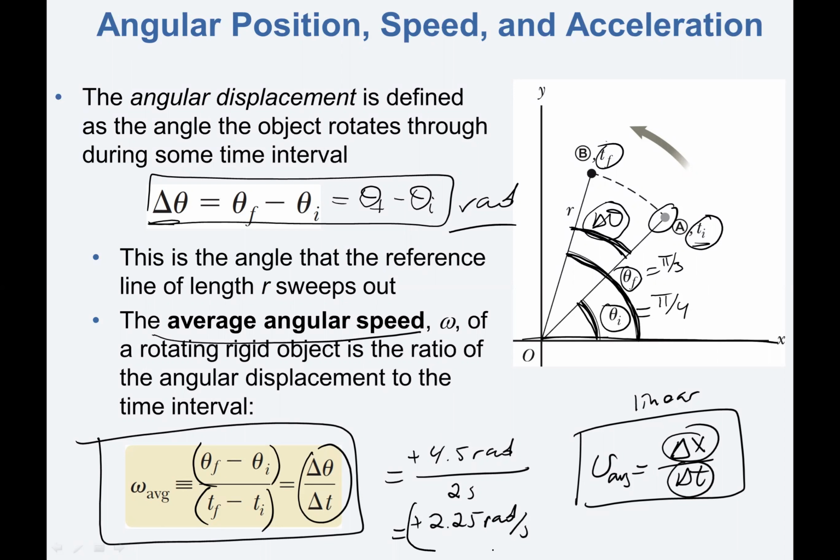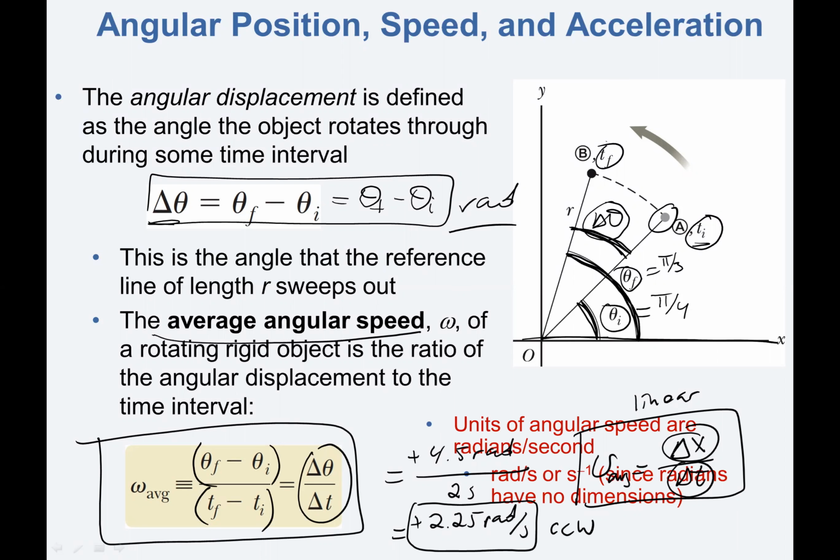Well, positive means that this object undergoes counterclockwise rotation. Because if omega is positive, it's a counterclockwise rotation. If omega is negative, it's clockwise, all right? And the units are, as you can see, radians per second.